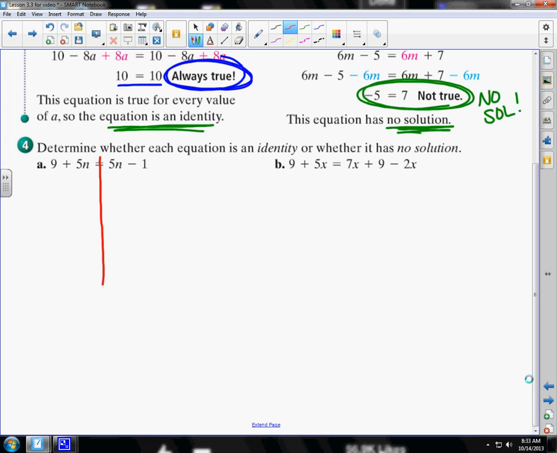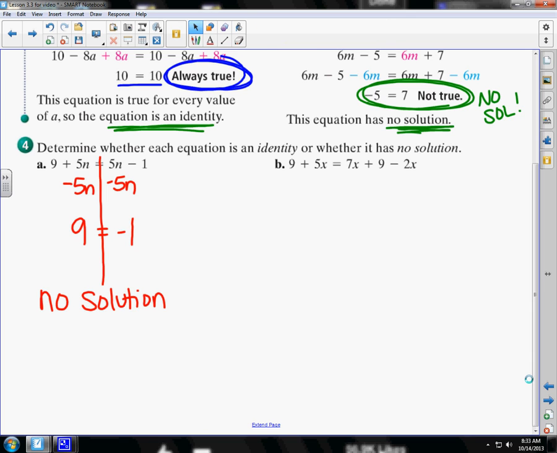Alright, so I'm going to draw my line. I'm going to minus 5n from both sides. So then I get 9 equals negative 1. This has no solution. Very easy.